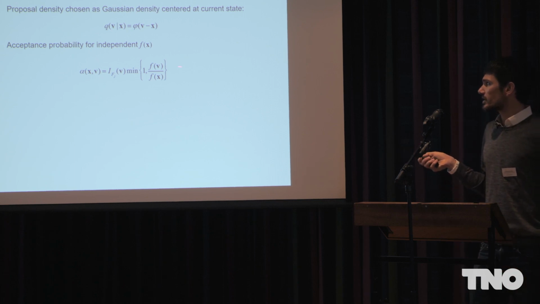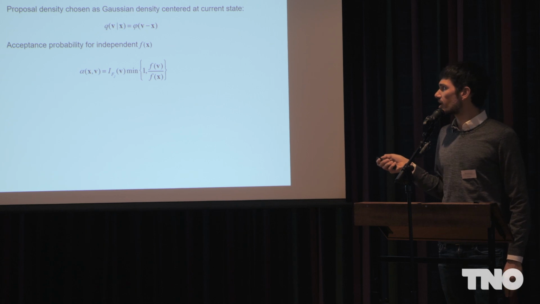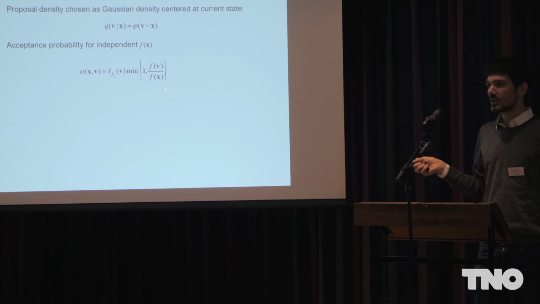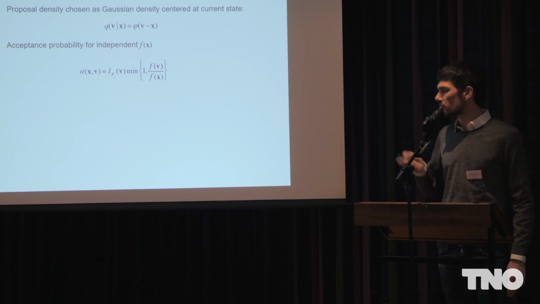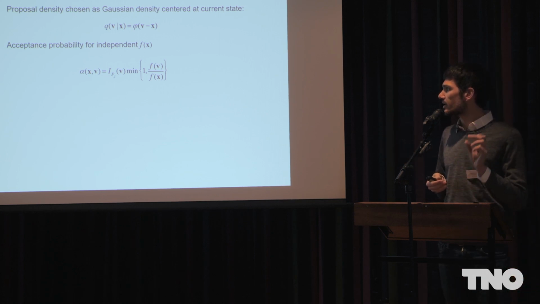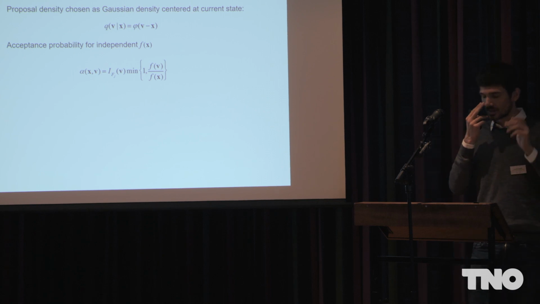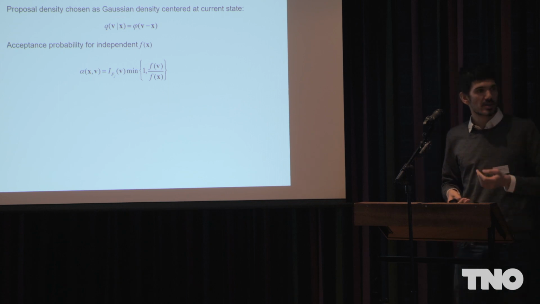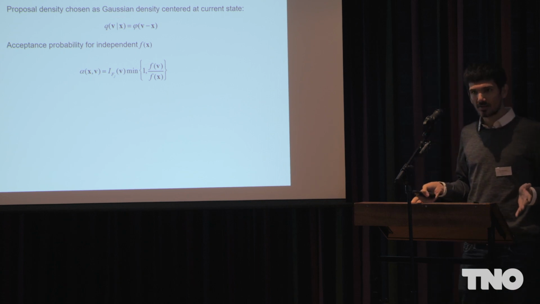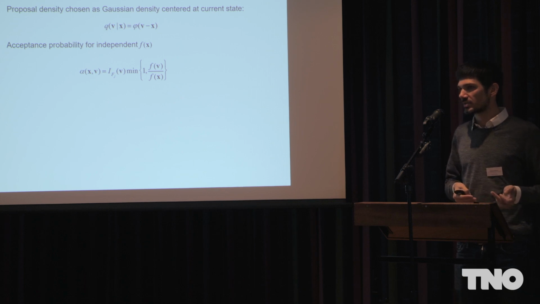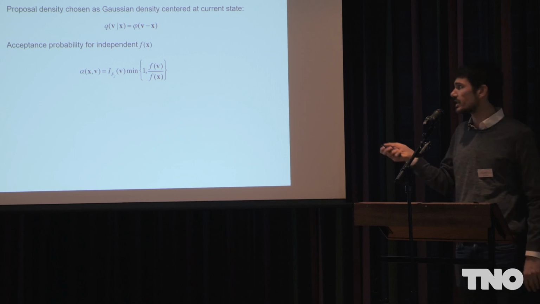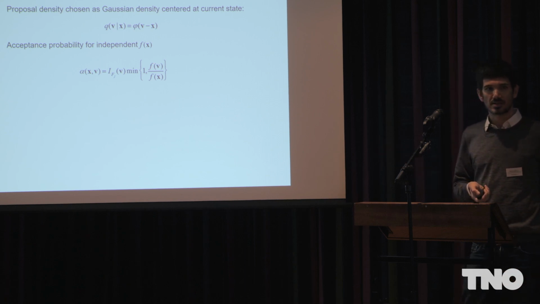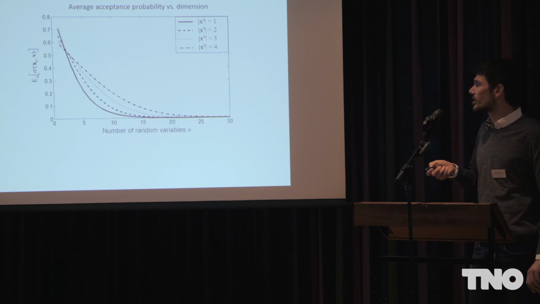The acceptance probability in this case, because this density is symmetric, reduces to this expression here. This expression is governed by this ratio of the standard normal densities of the random variables at the candidate over the current state. It has been shown that this ratio actually takes very, very small values as the dimension of the random variable space increases, especially in the case where we are dealing with independent densities. Okay? This can be illustrated by this.